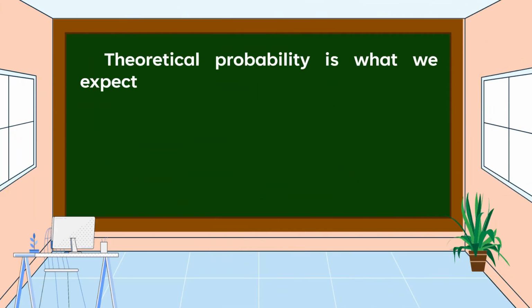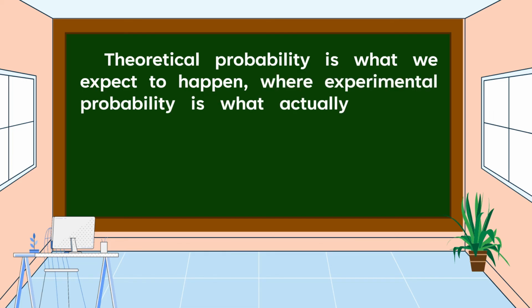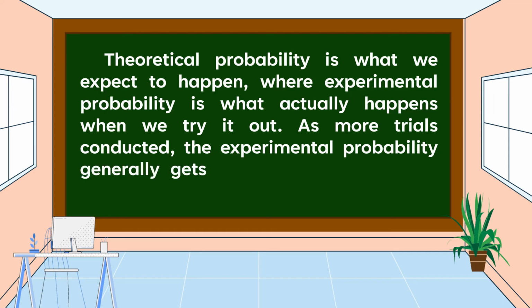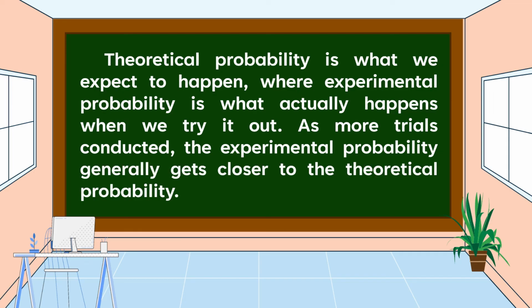Theoretical probability is what we expect to happen, where experimental probability is what actually happens when we try it out. As more trials are conducted, the experimental probability generally gets closer to the theoretical probability.